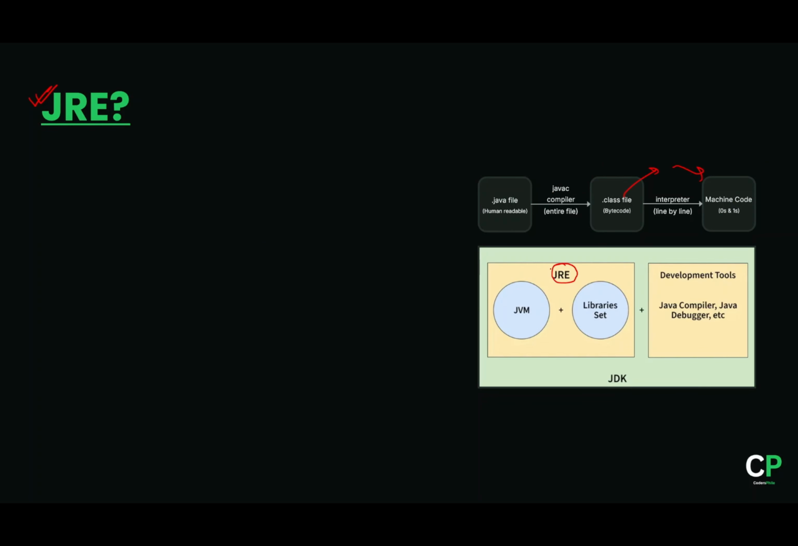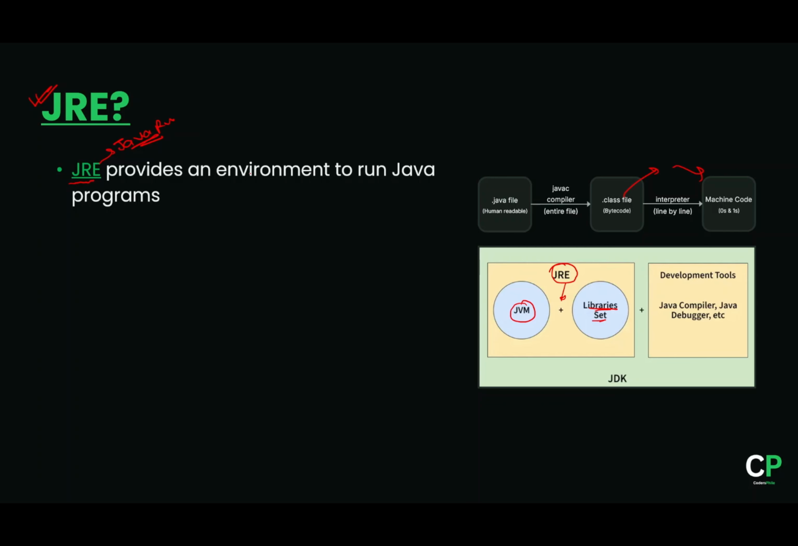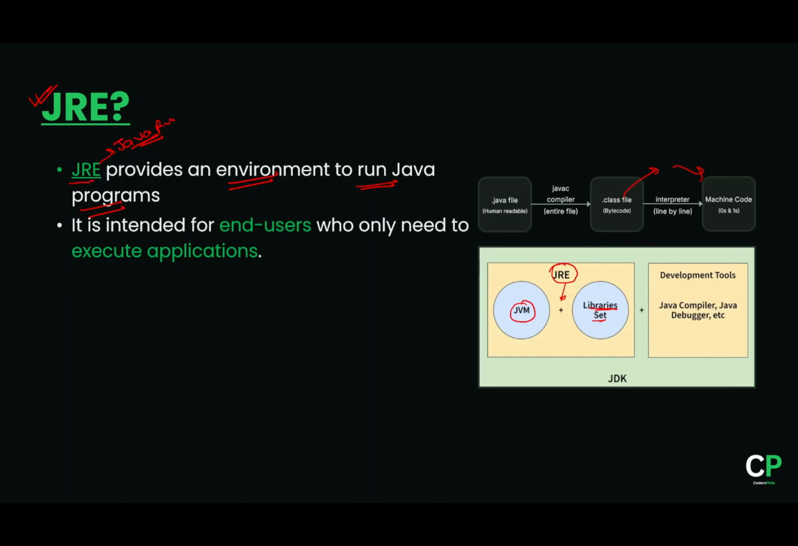Then what is JRE? So JVM plus the libraries set is known as JRE. JRE stands for Java Runtime Environment. So what does it do? It provides an environment to run the Java program. So what is the role of the JRE? JRE provides an environment to run the Java programs.